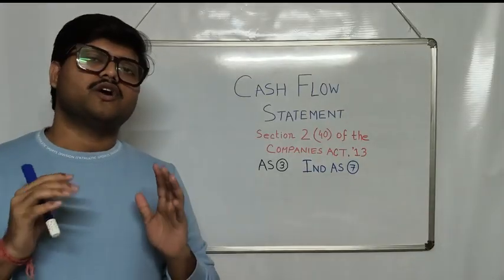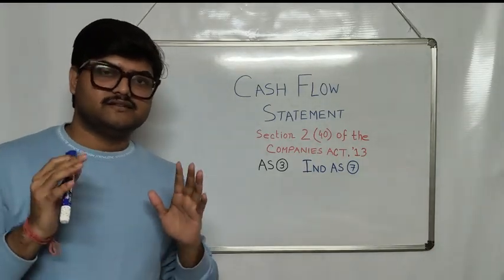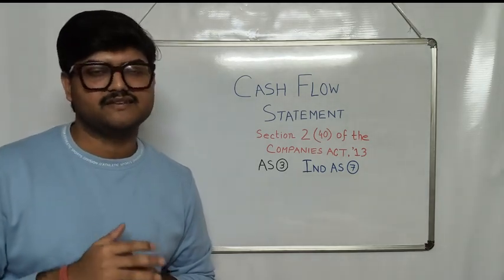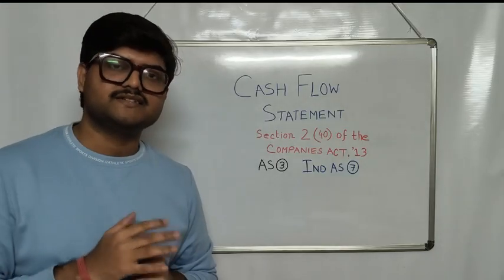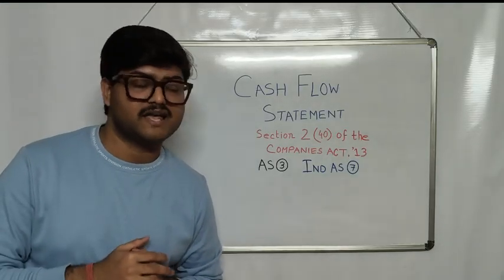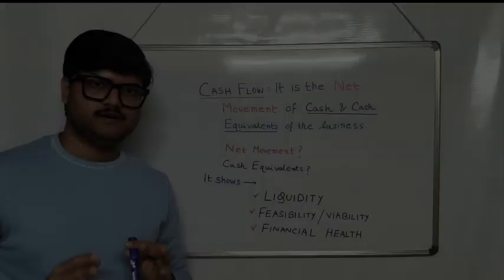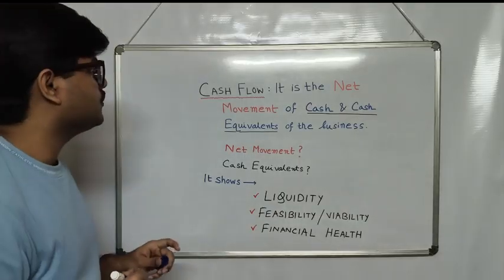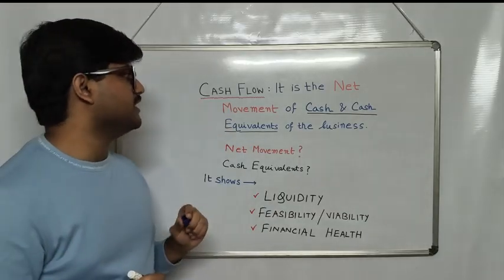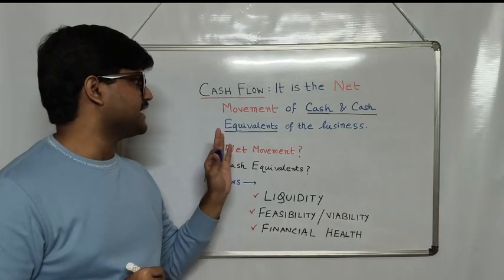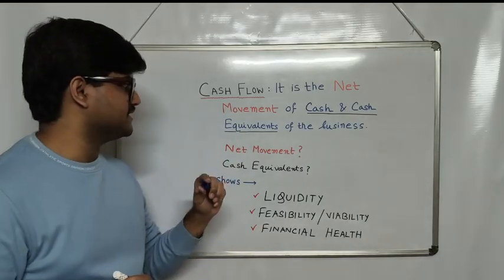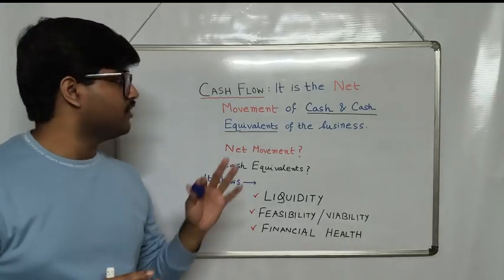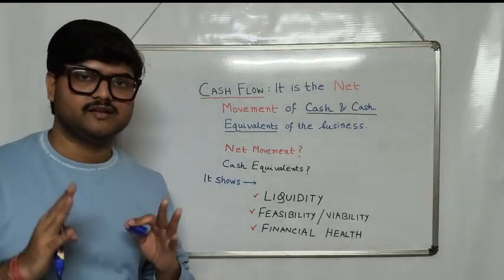Here we will talk about cash flows, and thereafter we will talk about different types of cash flows, that is operating cash flows, financing cash flows, investing cash flows, and so on. First, we understand the cash flow. Cash flow is the net movement of all the cash and cash equivalents of the business. So, it is the total movement or net movement of all the cash and cash equivalents in the business.